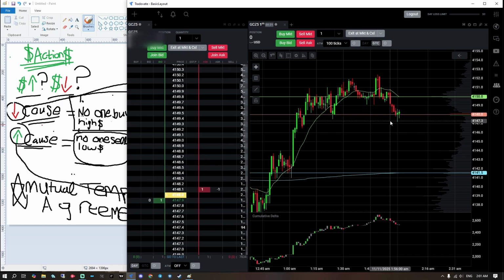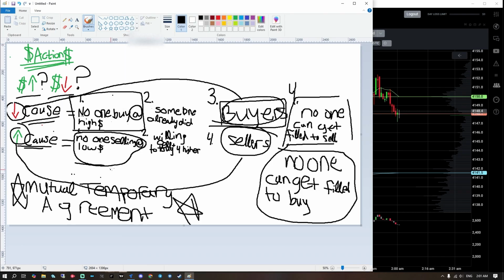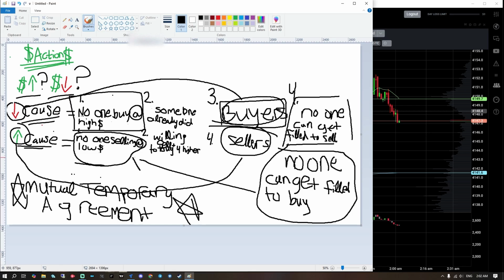It means, well, one, people are agreeing on the price going up. But why are people agreeing on this massive price increase? Truthfully, it's because someone's willing to sell and buy for higher. But it will continue to go up because no one's selling at the current low price. And no one can get filled to buy at the low price. I should probably also connotate that to here.